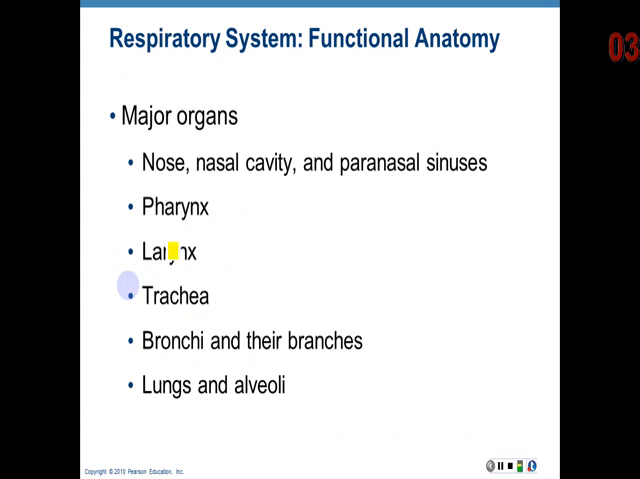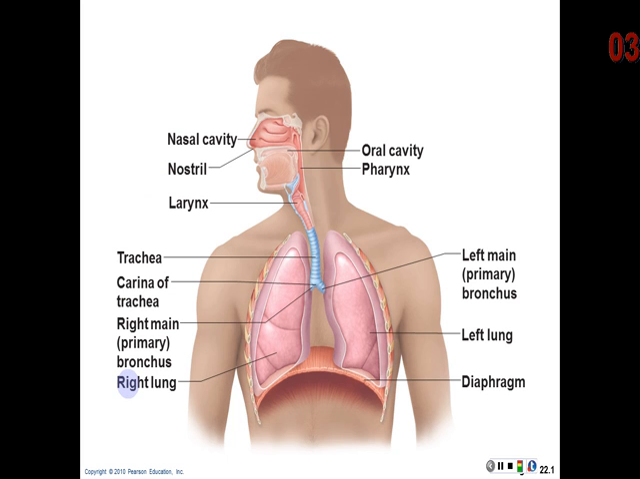The parts list for this would include major organs like the nose, the nasal cavity, paranasal sinuses, the pharynx, the larynx, the trachea, bronchi and their branches, and lungs and alveoli. And we're going to go over all of these, and you'll see a lot of this in the lab for this last test. And here we see most of those organs.